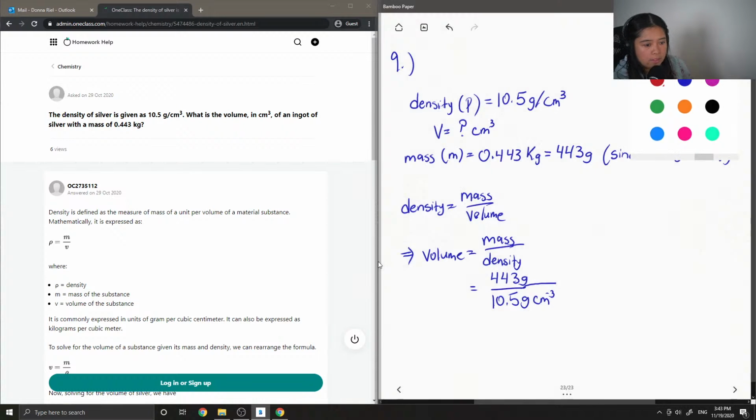So you'll notice that our grams should cancel out, and our centimeter cubed goes from being in the denominator to the numerator. So we get a final answer of 42.19 centimeter cubed.